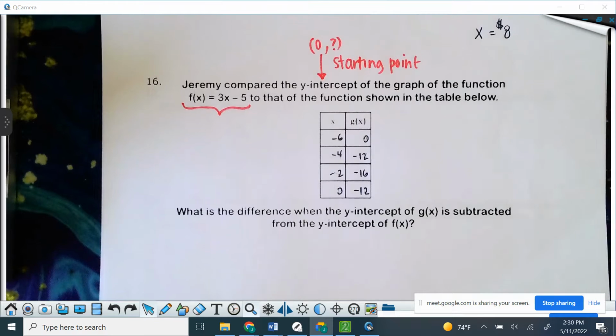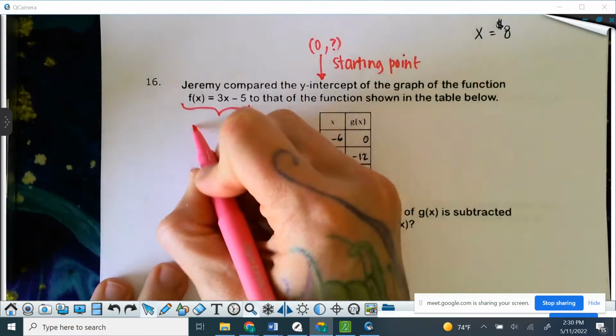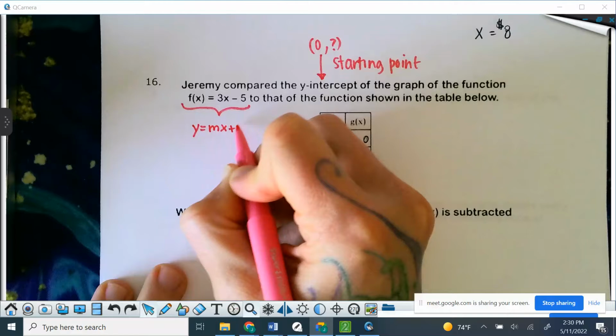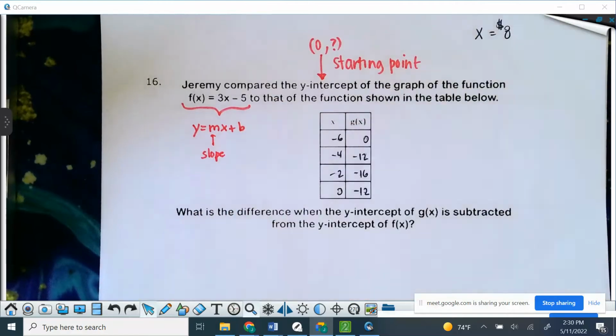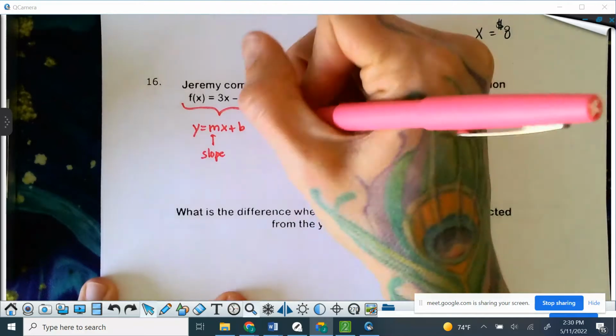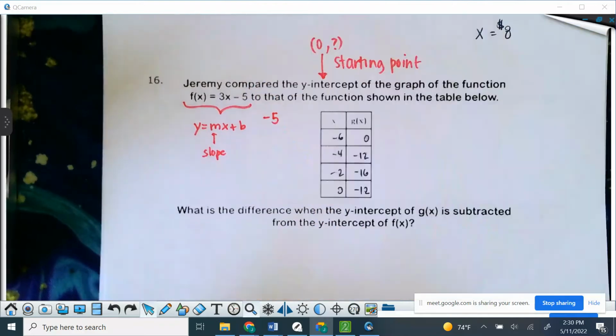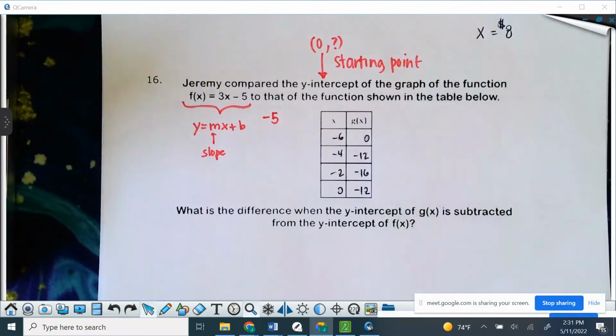Looking at that equation, somebody tell me what the y-intercept is. So again, you're thinking y equals mx plus b. m is our slope. x and y are x and y. So it's our b value. Yep, you got it. So the y-intercept for the first one is going to be negative 5, right? So negative 5 for our equation.